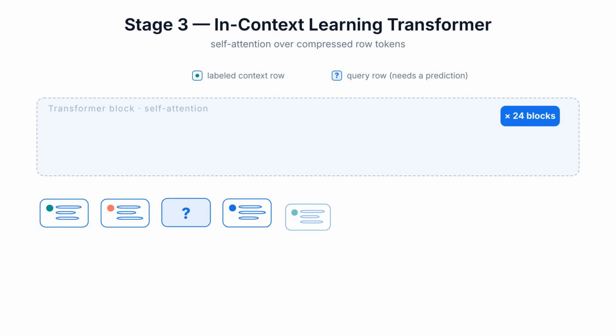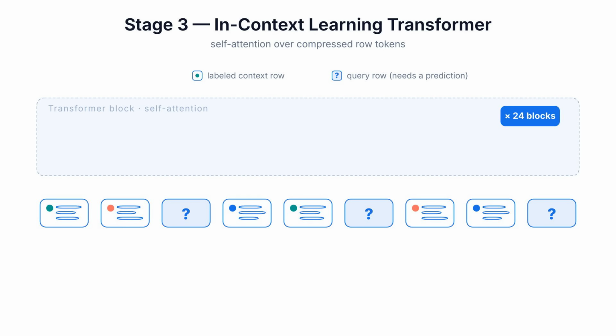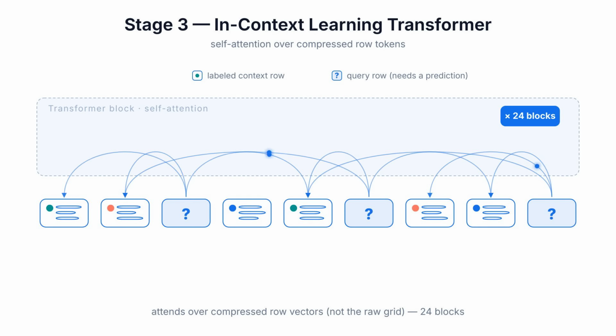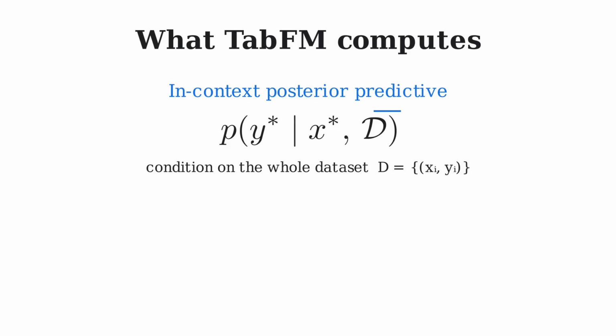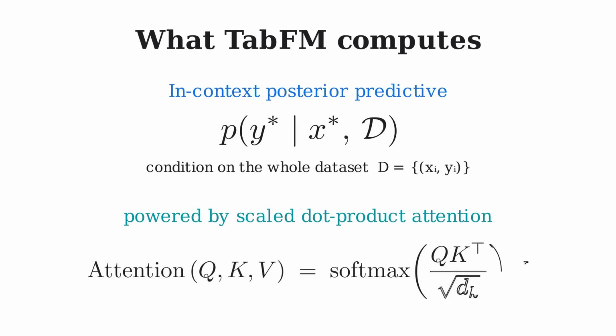Stage 3 is the in-context learning transformer. Following TabSCL, it attends over the compressed row vectors rather than the raw grid, which slashes compute. 24 of these blocks let context rows inform every query row before the prediction is read out. Formally, each prediction is a posterior over the label conditioned on your whole dataset, and the engine driving it is scaled dot-product attention, queries, keys, and values, normalized by a softmax.